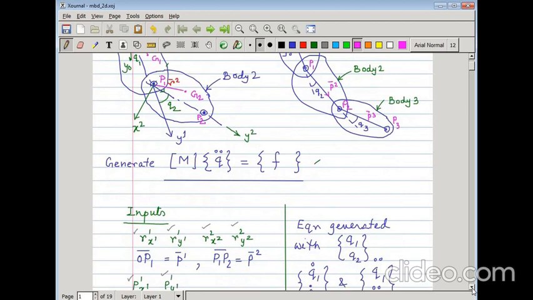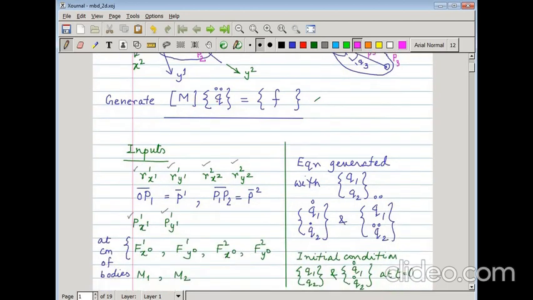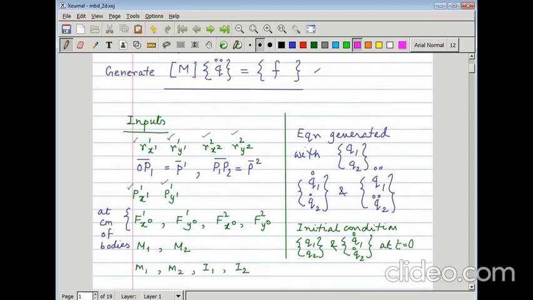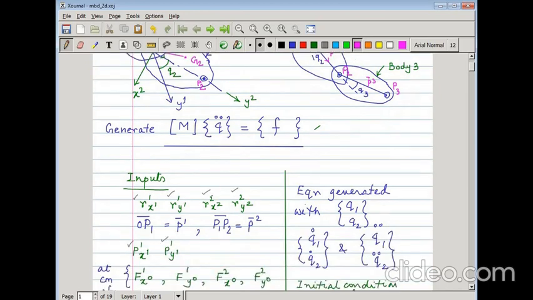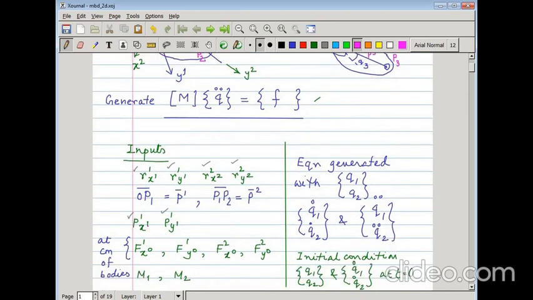And as I told, our objective is to generate equations in this form, M q double dot equals f, and the inputs will be given, Rx1, Ry1 for the two body problem. That is the components of R1 along x1 and y1. So they are constants because x1 and y1 are fixed to the body. Similarly, we have to give R2 along x2 and y2. And we have to give P1 along x1 and P1 along y1.